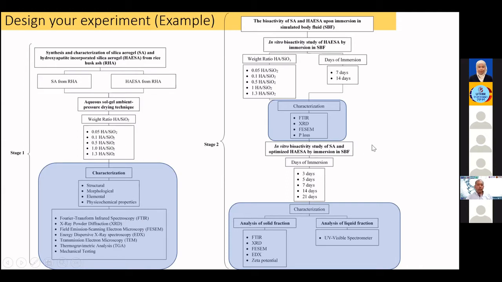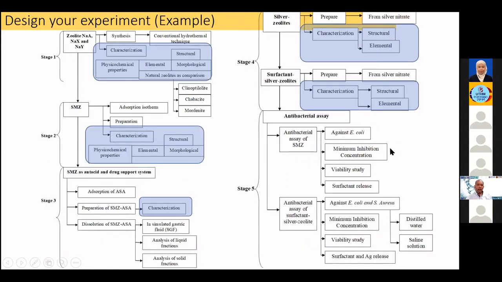After that, we want to use this material as a bone implant. So one of the techniques is that we immerse this material in the simulated body fluid, and after that we characterize it again, using almost the same techniques, but we need to select, because this is actually related to the formation of apatite on the material. And then, again in SBF, you also characterize the solid fraction and also the liquid fraction.